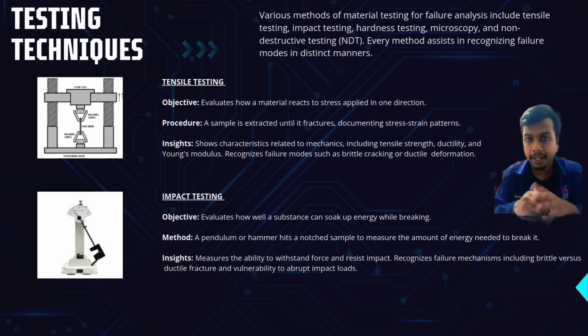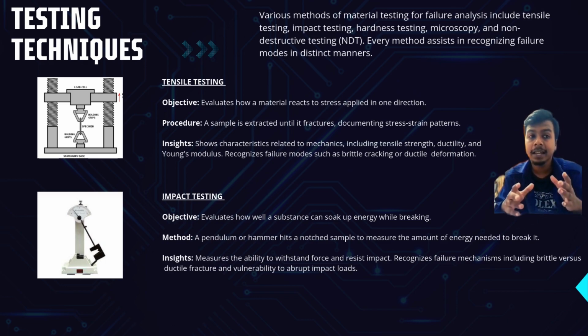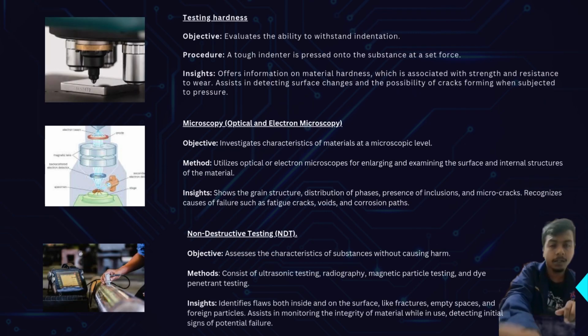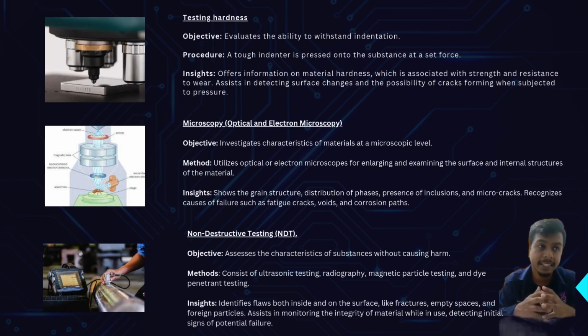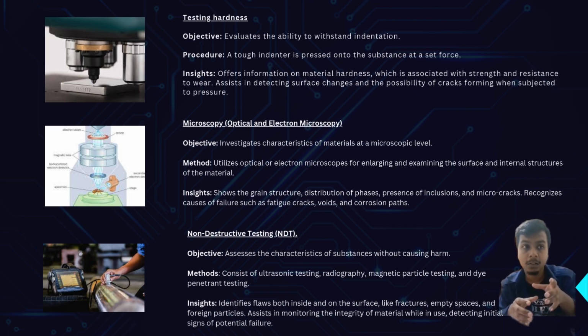After that, we go for impact testing. It evaluates how well the substance can soak up energy while breaking. Next, hardness testing. It evaluates the ability to withstand indentation. A tough indenter is pressed onto the substance with a set force. After that, microscopy. It investigates characteristics of material at the microscopic level. An electron microscope is used for enlarging and examining the surface and internal structure of the material.